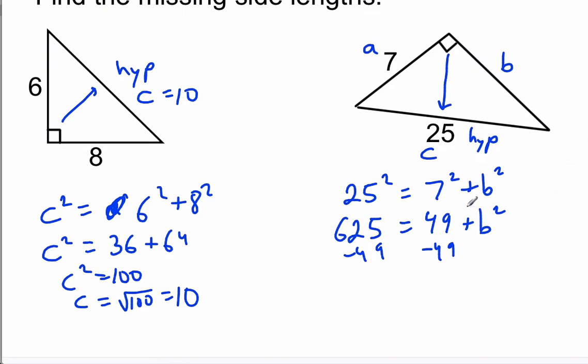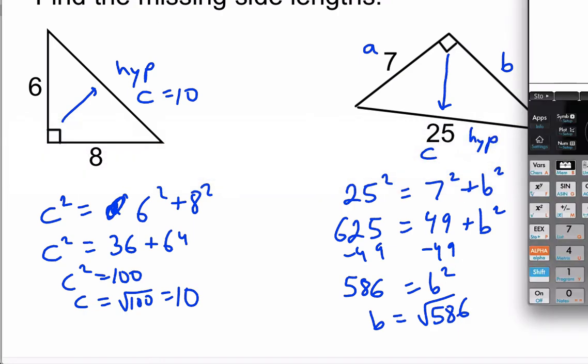We're solving for b, the missing side length, and that gives us 586, I believe, equals b squared. So b equals the square root of 586. So let's use the calculator for that one.